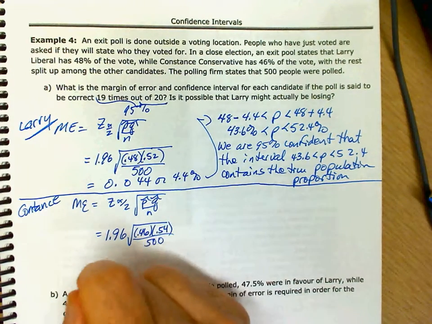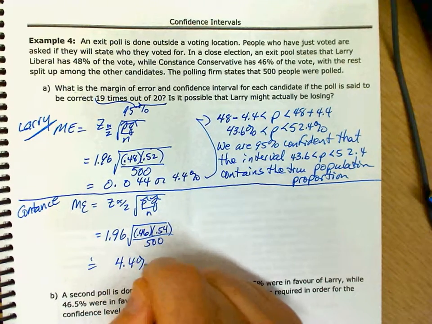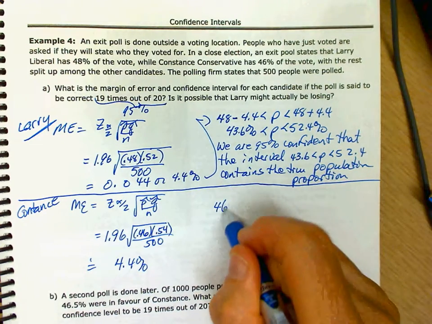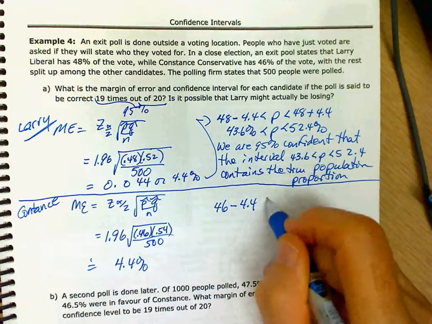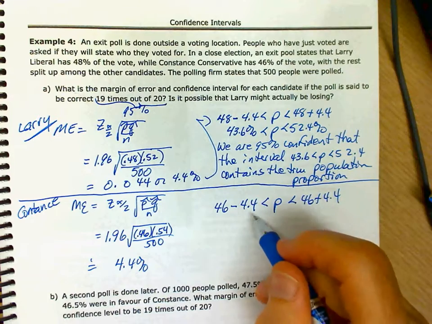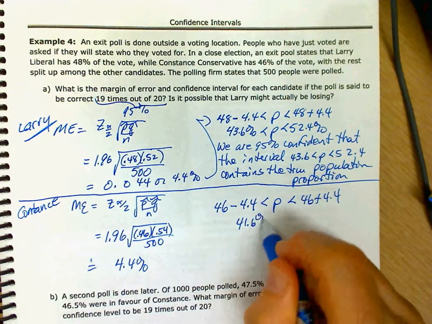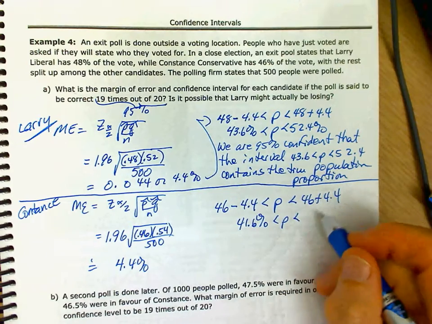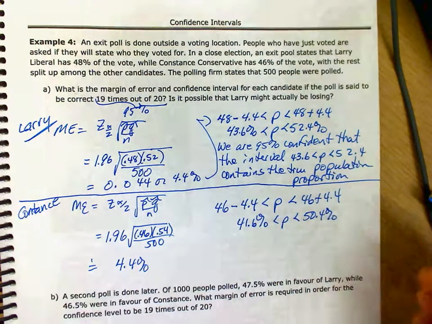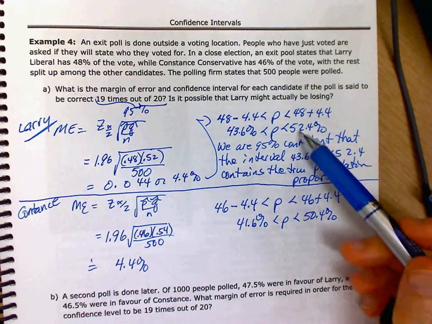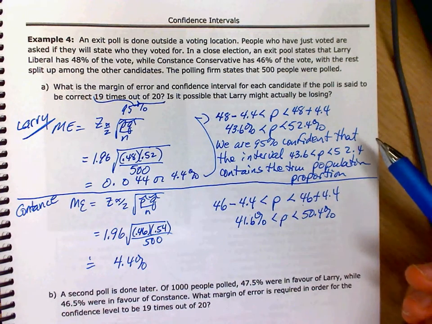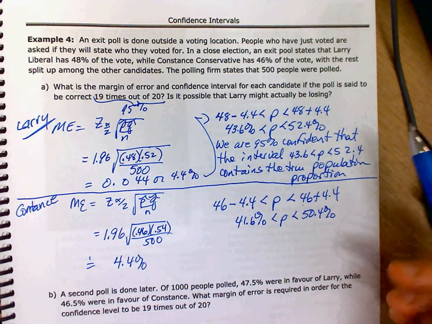So for Constance, her interval looks like 46 minus 4.4 is less than p is less than 46 plus 4.4. And we get 41.6% is less than p is less than 50.4%. There's a lot of overlap here, right? So it is possible that Larry could win, since the two intervals overlap.